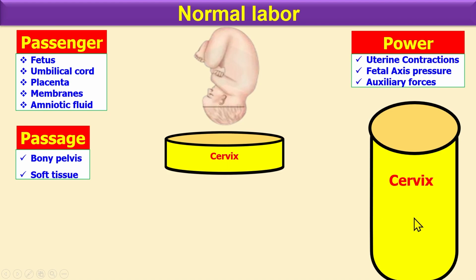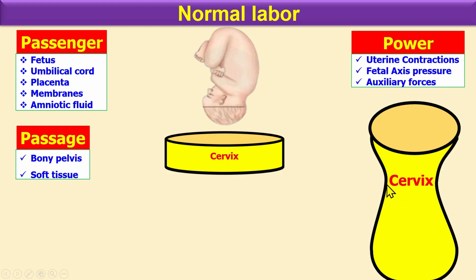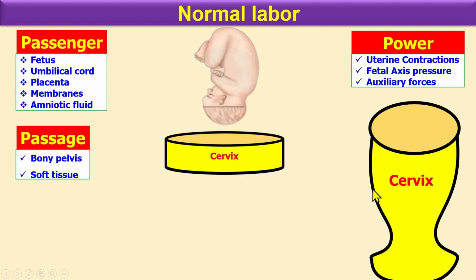These three powers help the fetus come out of the passage. In the uterine contraction, there is a sequence of contraction and retraction, which helps the baby come out of the birth canal. If you see here, this part is contracted now, and in the next step this is retracted back, and the next part is contracted.